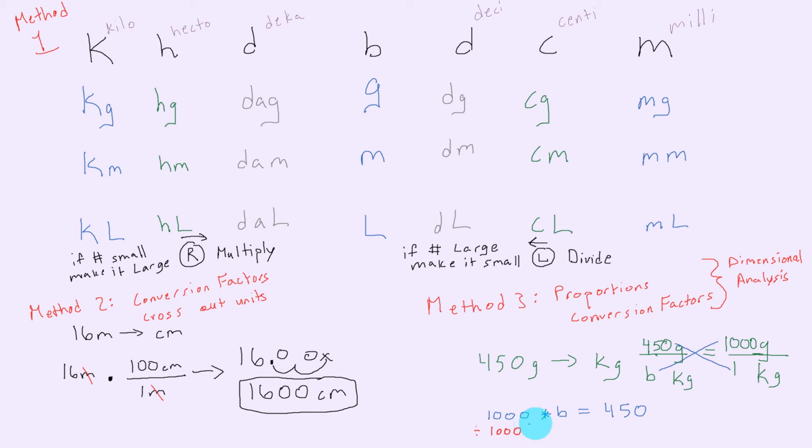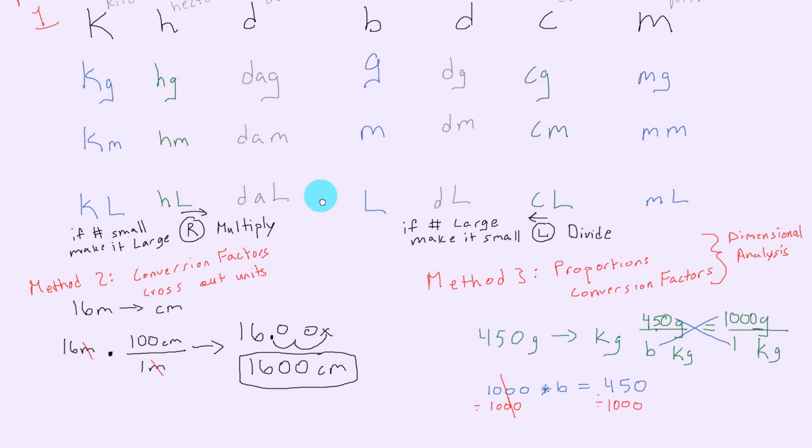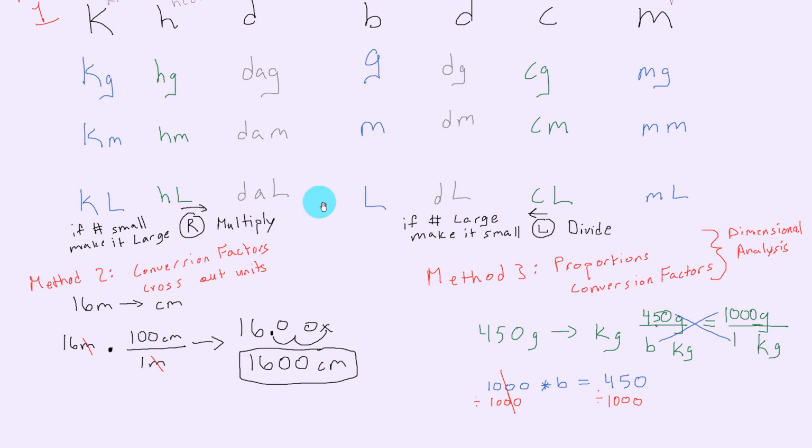If I do it to this side, I have to do it to the other side. That keeps the equation balanced. So I'm going to divide by 1,000 on both sides. Well, multiplication of 1,000 and division of 1,000 are opposites. They'll cancel out. So let's just continue on. Those cancel out. And I'm left with, well, it looks like we need a little bit more room to write here. So I'm left with b is equal to 450 divided by 1,000.